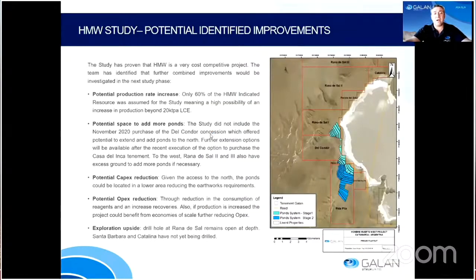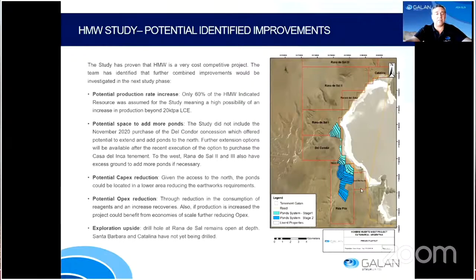So we learned that we can reduce our OPEX, we can reduce our CAPEX, and we can potentially increase our production rate, and we can compensate for all of this because we haven't explored all the areas. There's an exploration upside. We are doing further geophysical work across the whole of Hombre Muerto West, and we're digesting some of this information for the time being.